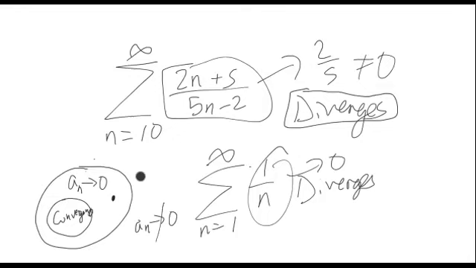So if we're thinking about things logically, knowing that the terms go to zero doesn't tell us that something converges. But knowing that the terms don't go to zero actually tells us that it diverges.